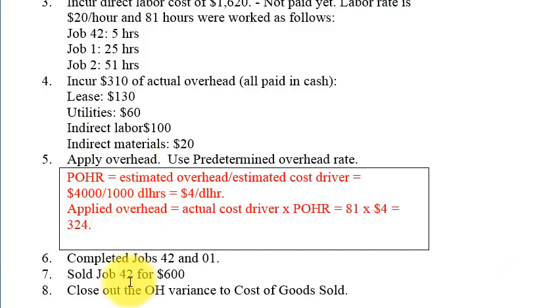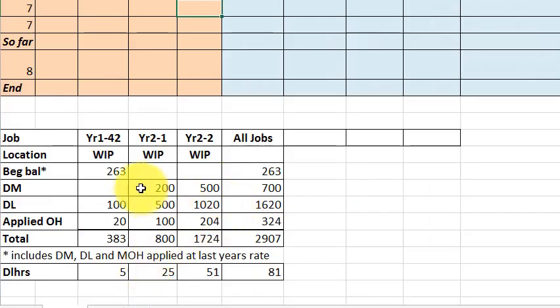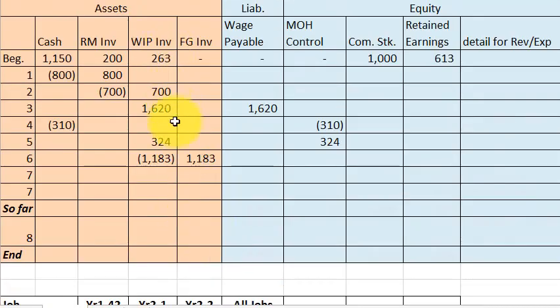Let's see what's next. Now we sell a job. We sell job 42 for $600. So we know our sales revenue is $600, and we know our cost of goods sold because we can look up the cost of job number 42. So we're back down here looking at these cost sheets. I forgot to do something a moment ago. Both job 42 and job 1 should have been moved to finished goods. After we recorded that last entry, these two jobs were in finished goods and only job 2 was in work in process. So the balance in work in process after our last entry should have just been $1,724. And if we did the math up here, that is what it would be.